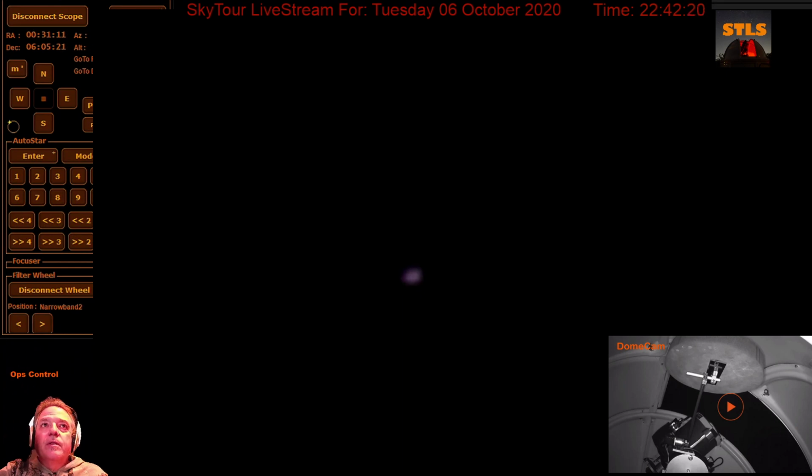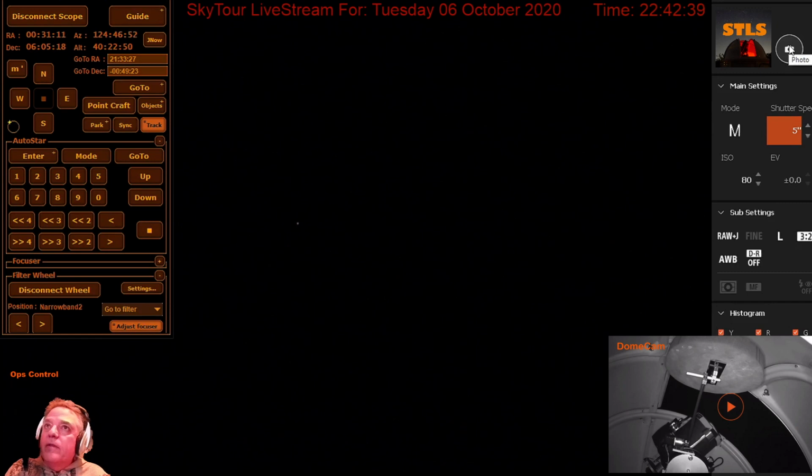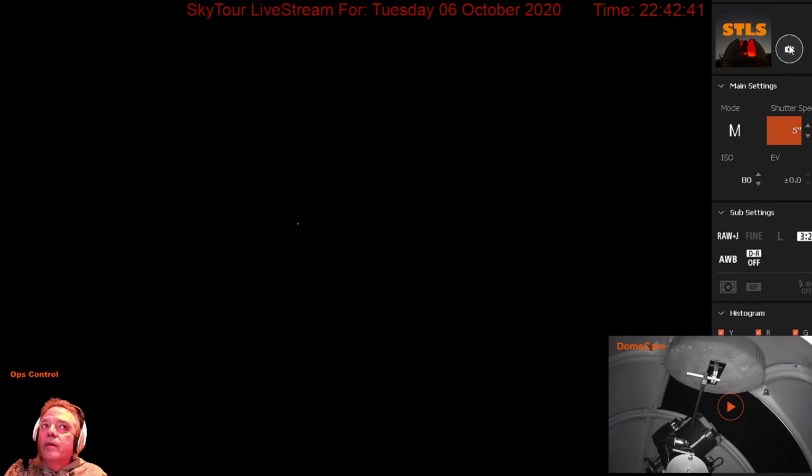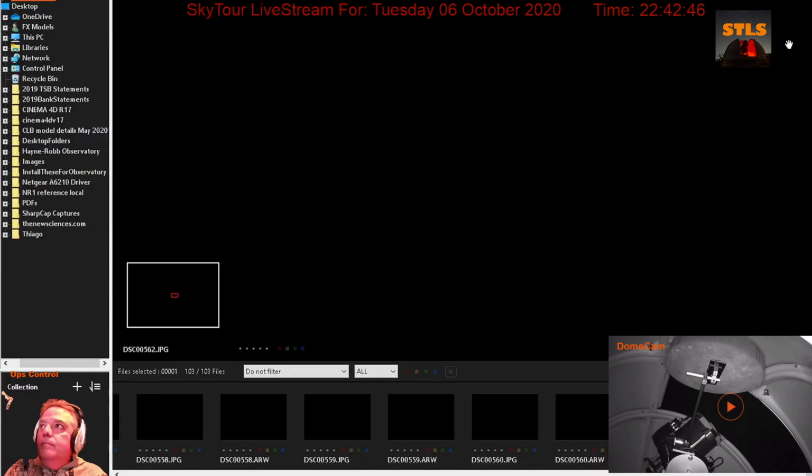Okay, let's focus on this star again. It's been notoriously hard to focus tonight, we're having this problem here. Let me just do a 5-second photo here, see if that star shows up. It does. Okay, good. Let's see what it looks like. Okay, that's the star, not Mars.